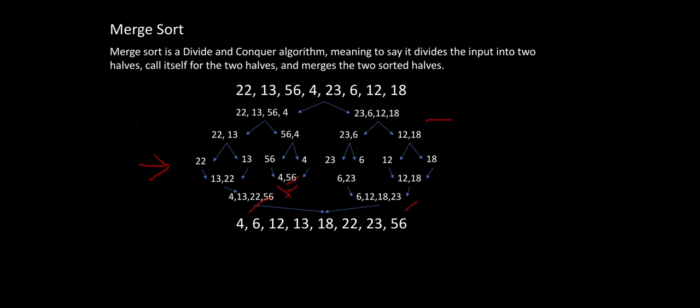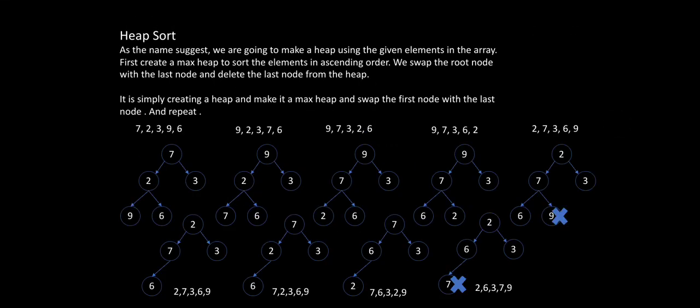Moving on, we have the heap sort. As the name suggests, we're going to make a heap using the given elements in the array. First, create a max heap to sort the elements in ascending order. We swap the root node with the last node and delete the last node from the heap.